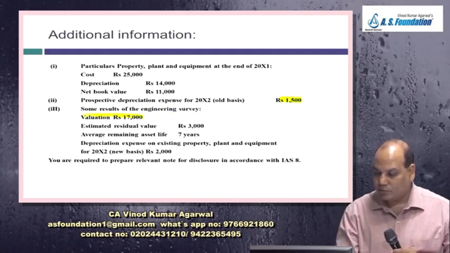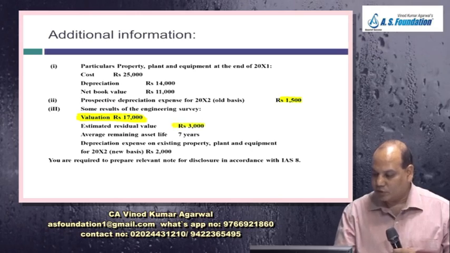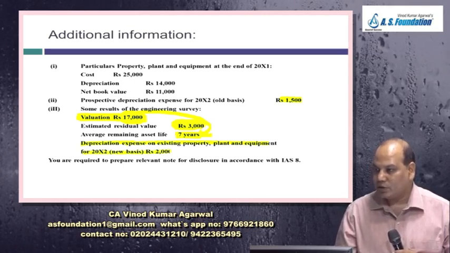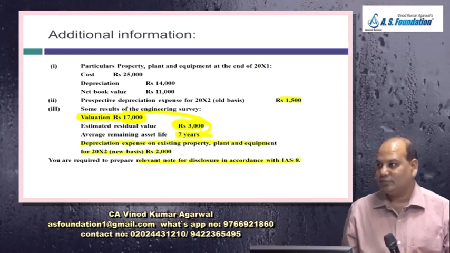Some results of the engineering survey. Now the fair value of this asset was 17,000. Estimated residual value is 3,000. Remaining life 7 years. So 17 minus 3, 14, divided by 7. How much depreciation will be now provided by this entity on the remaining useful life? 17 minus 3, 14, 14 divided by 7, 2,000. You are required to prepare a relevant note for disclosure in accordance with IAS 8. Is it right?